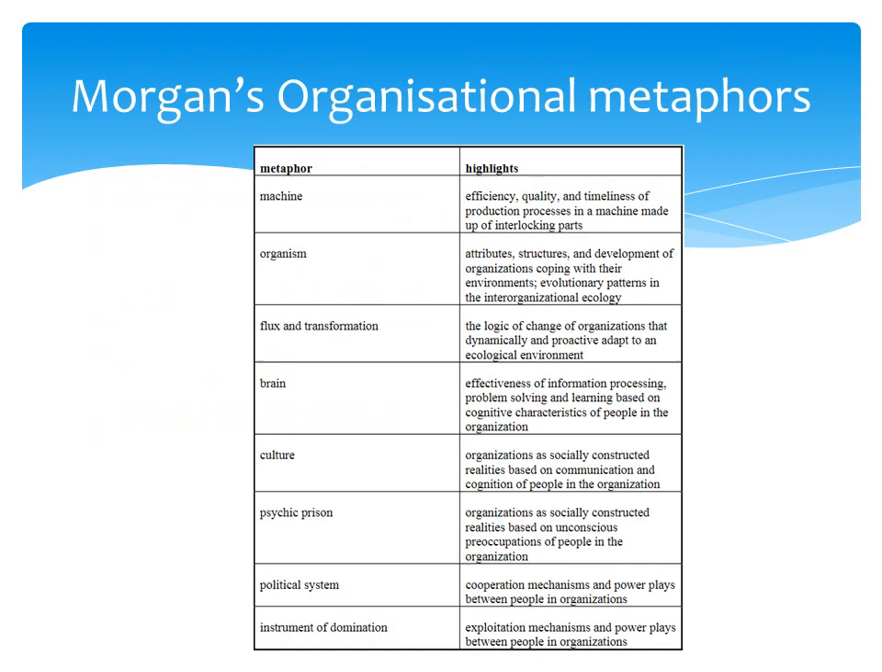You think, oh, maybe. And that's a little more explanation, that you might get a case study where the company might be quite bureaucratic and machine-like, where it's focused on efficiency, quality, timeliness. But you could also have a company that's more seen as a brain, where effectiveness of information processing, problem solving and learning are based on cognitive characteristics of people. So there are 8 different viewpoints on how you can describe a company.